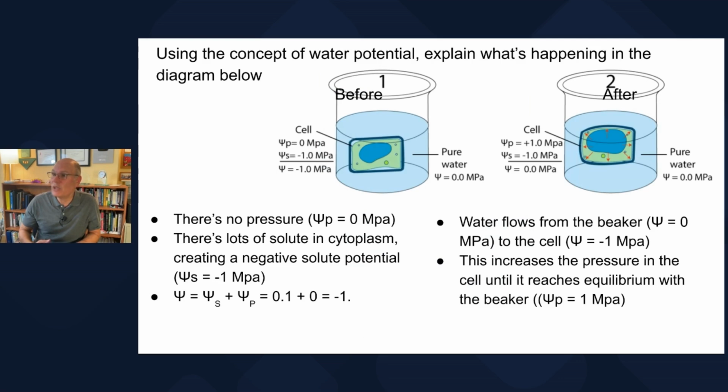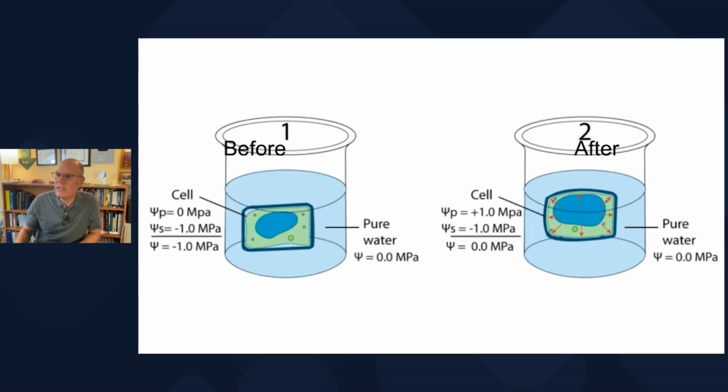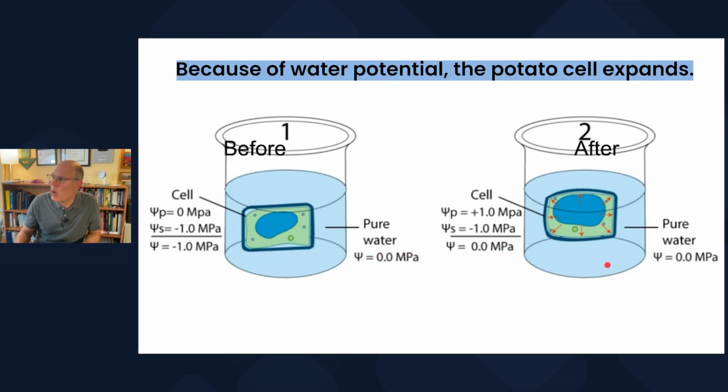Using the concept of water potential, explain what's happening in the diagram below. This is some tissue. It could be potato tissue, which is typically done in an AP Bio lab. So what's going on here? The cell is in water. In this situation, there's no pressure, so the pressure potential is 0, but there's a lot of stuff dissolved in cells. So the solute potential is -1 megapascal. So what's your total water potential? It's -1.0 megapascals.